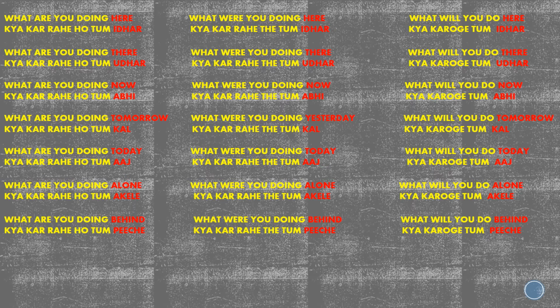क्या कर रहे हो तुम अकेले. Alone meaning is अकेले. What were you doing alone? क्या कर रहे थे तुम अकेले. What will you do alone? क्या करोगे तुम अकेले. And the last one, you know, man, now you have an idea what I'm doing and what I'm supposed to do. So I'll just go through it again. The meaning of here is idhar, there, udhar, now, abhi, tomorrow, kal, today, aaj, alone, akele, behind, piche.